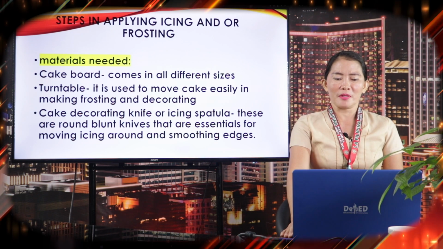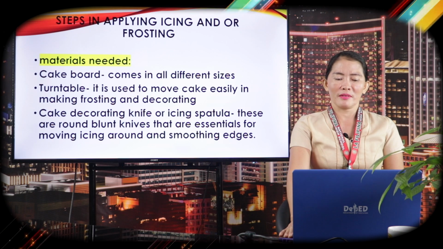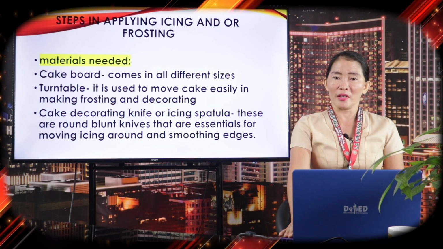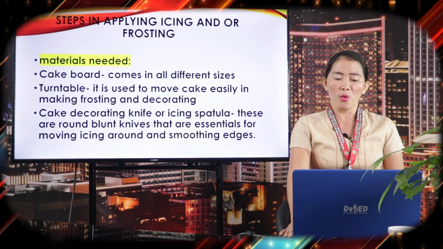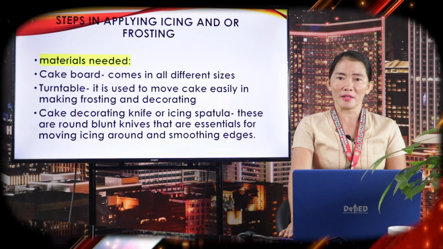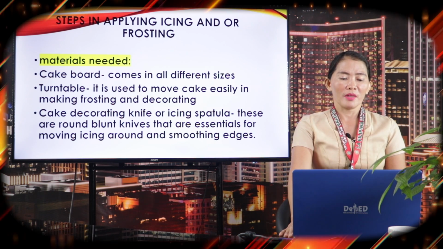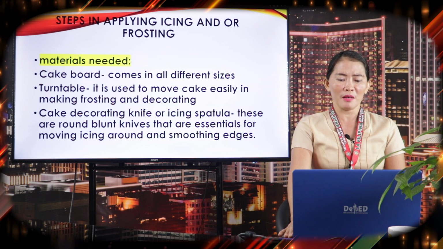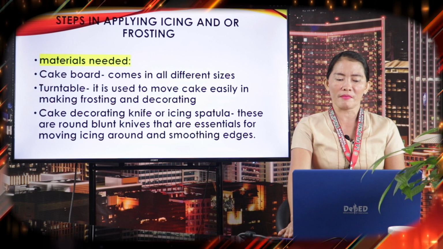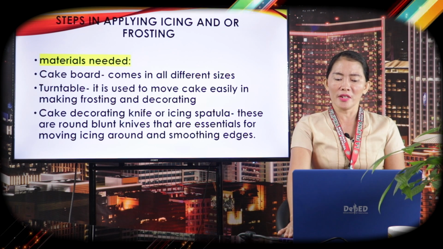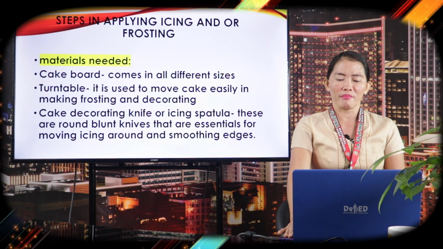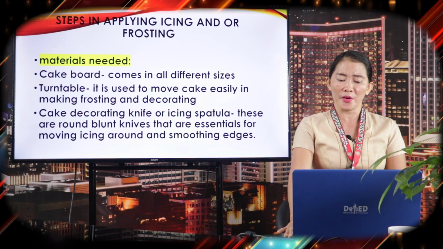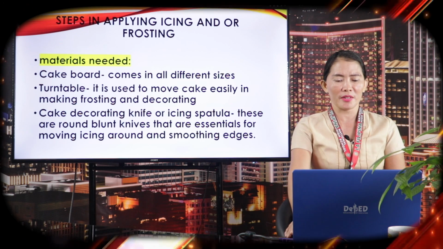What are the steps? But before that, let us know what are the materials. We need to have a cake board. Cake board comes in all different sizes. Another one, turntable. It is used to move cake easily in making frosting and decorating. And cake decorating knife or icing spatula. These are round blunt knives that are essentials for moving icing around and smoothing edges.